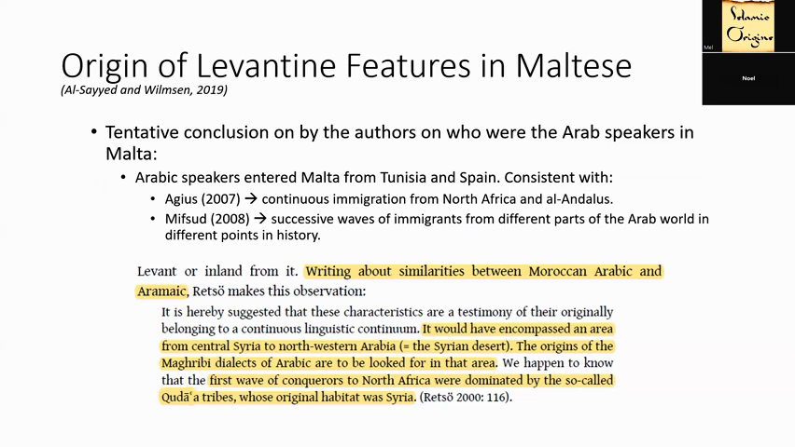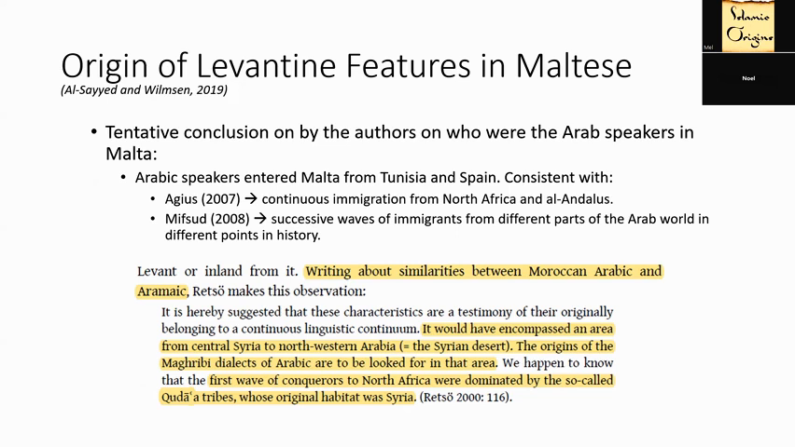Yes, but you have also to remember that there were the raids of Banu Hilal, and Malta was captured by the Arabs, or conquered by the Arabs, in 870, and the raids of Banu Hilal were near the end of the Arab period in Malta, so about 30 years before Malta fell to the Normans. So there was ample time for this pre-Hilali Maghrebi Arabic that was more Levantine than the Maghrebi dialects of today.